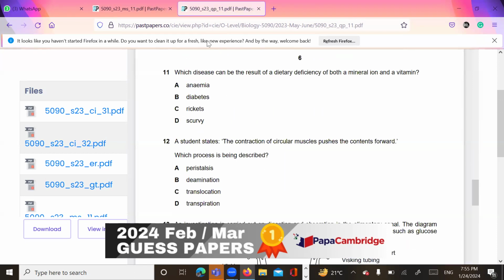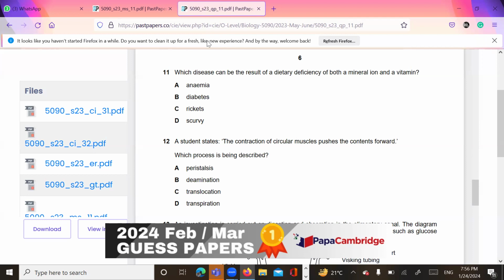Now, which disease can be a result of dietary deficiency of both a mineral ion and a vitamin? Okay, anemia is for iron. Diabetes is for sugar. Rickets is for vitamin D, and scurvy is for vitamin C.